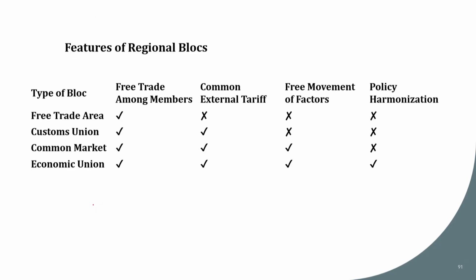So, let me summarize the differences and similarities across the different types of regional blocks. I am listing here the free trade area, customs union, common market and economic union. What you can see commonly is that there is free trade among members, which is uniform across all these types of regional blocks. However, in terms of common external tariff, free movement of factors of production and policy harmonization, there are drastic differences across these trade blocks.